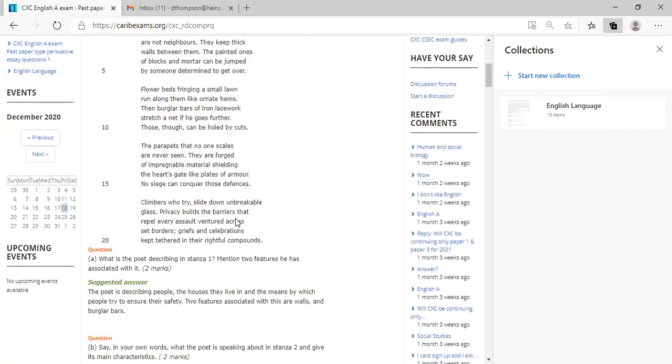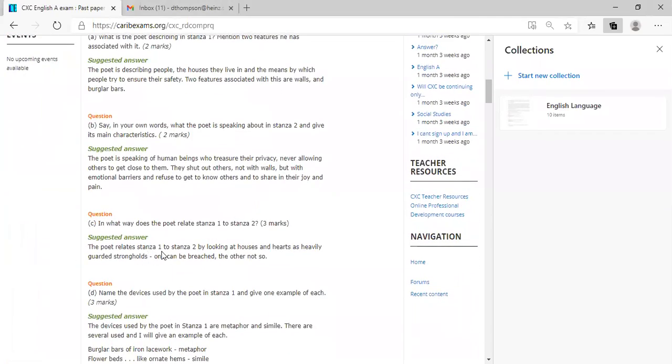So, let's go back to the answer. One is looking at the house itself, which has physical walls, and the other is looking at the metaphorical heart that has barriers itself. Everybody understand? Yes, sir. All right, that's good.